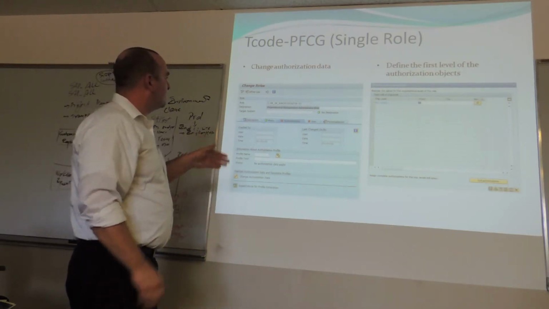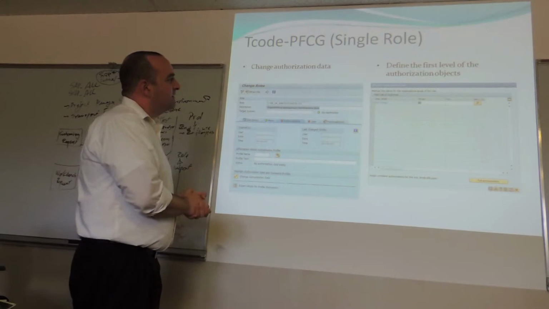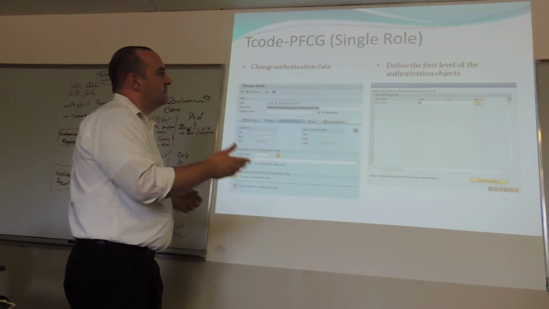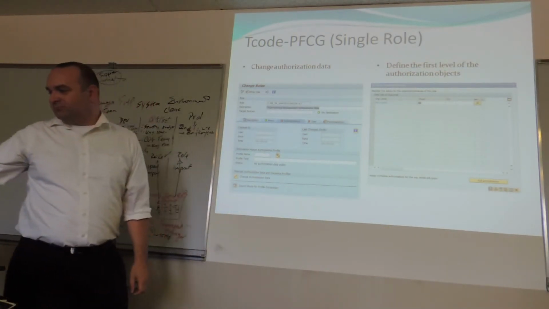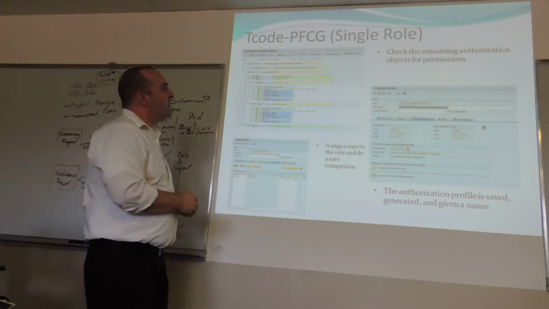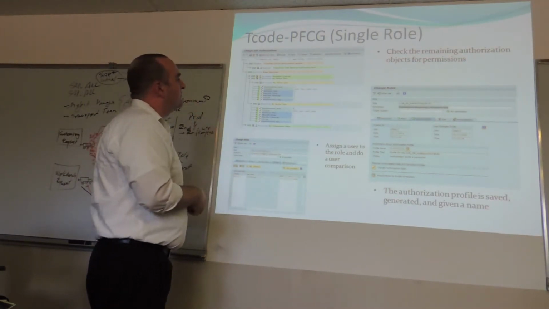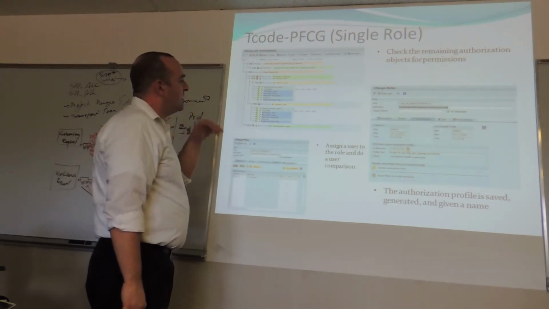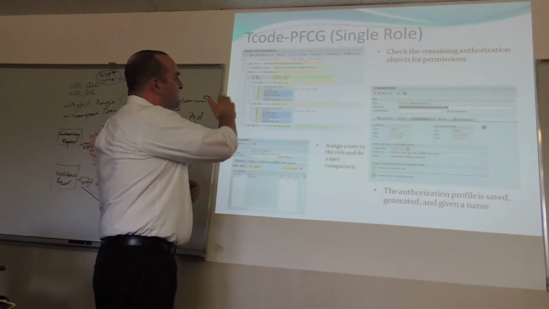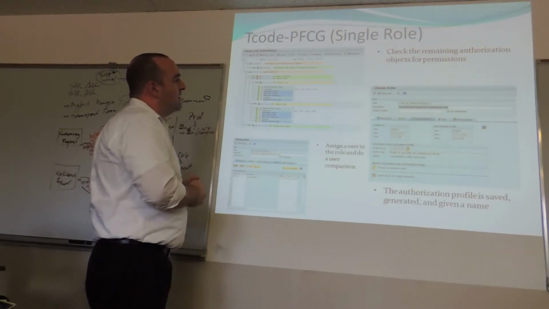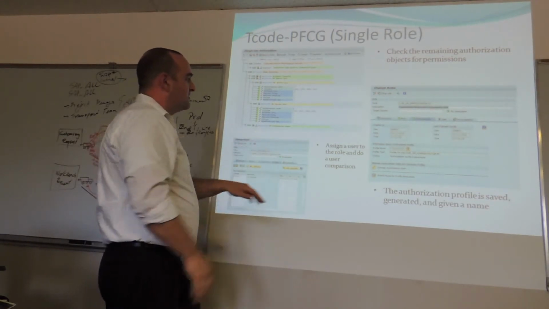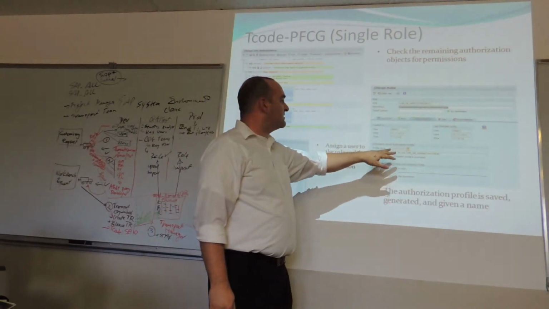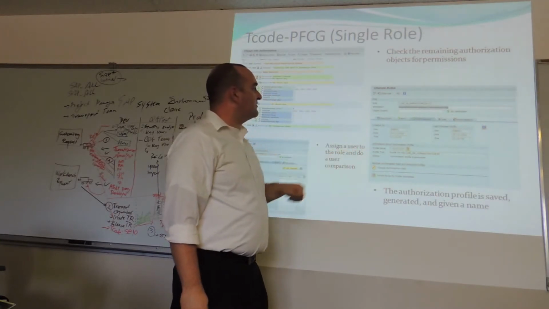And then you would change the authorization data, and you start off by determining the plan version and the levels that those authorizations are pertaining to. And in here, you're going to check the remaining authorization objects for permissions, P_ORIGIN, P_PLUG, and so on and so forth. And then after you've designated all the permissions that they have for that role, you're going to save it. And as you can see here, after saving your authorization, you've pretty much created the profile for them, and it's saved in the role that you created.